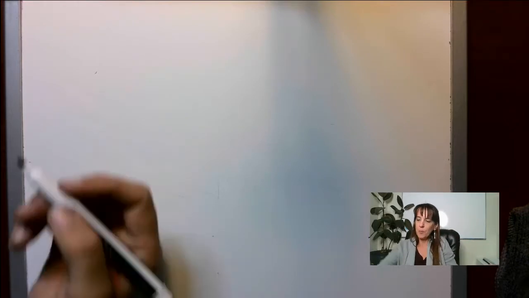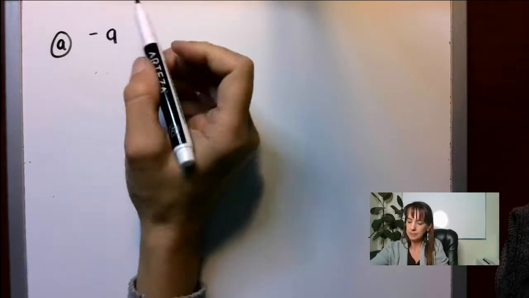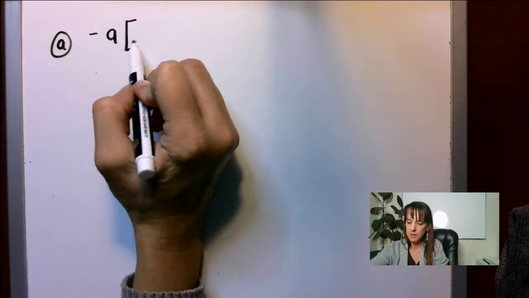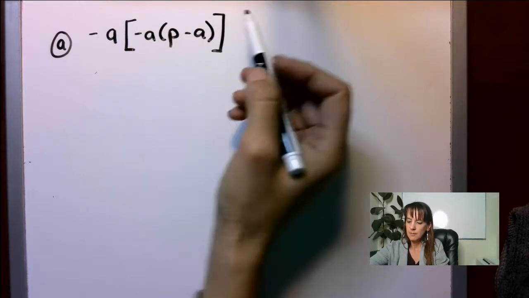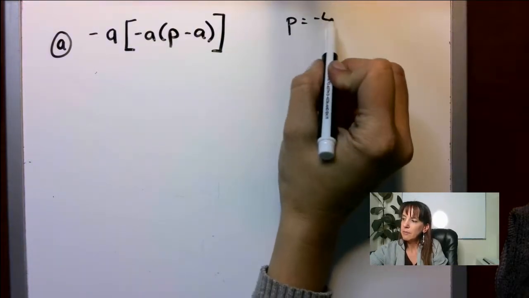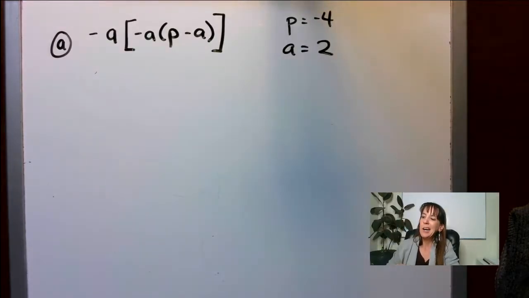Okay, so we are doing the practice problems. We've got A, we have -A, this guy, P is -4, A equals 2. Okay, so for these guys here, we're going to do the same thing.